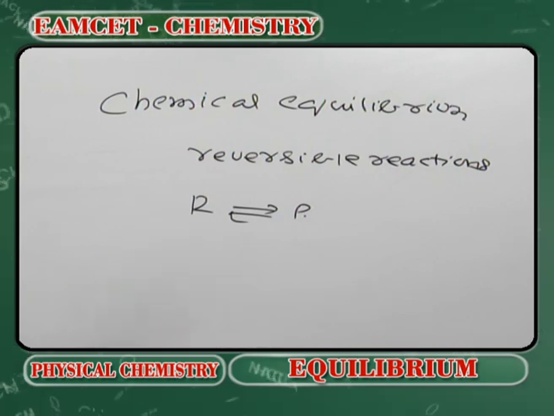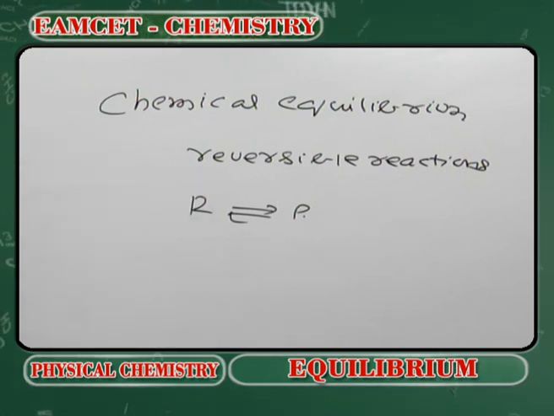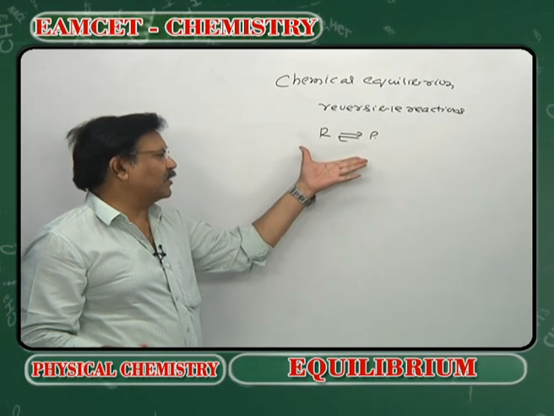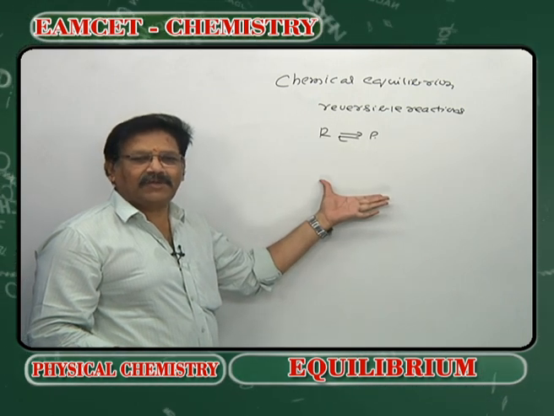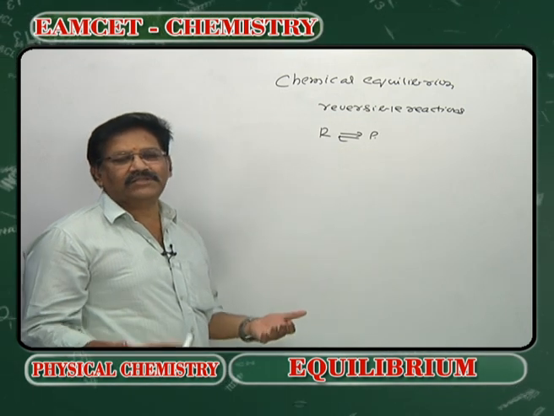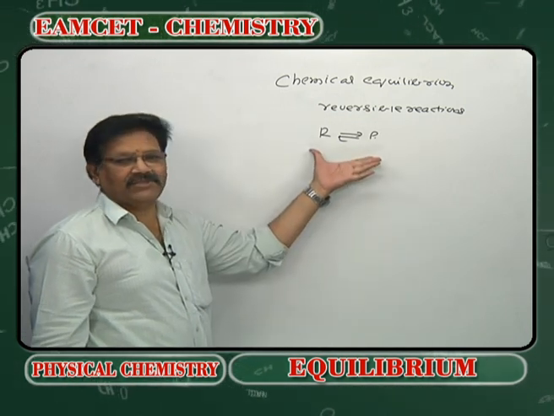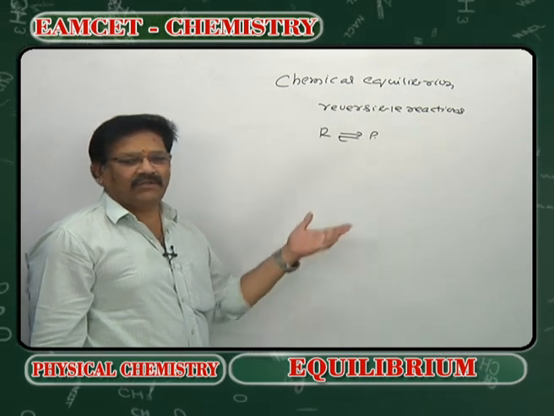So, what are the important theoretical aspects regarding chemical equilibrium? We can expect theoretical questions in the chemical equilibrium topic on characters of equilibrium constant, relation between Kc and Kp, and units of equilibrium constant.